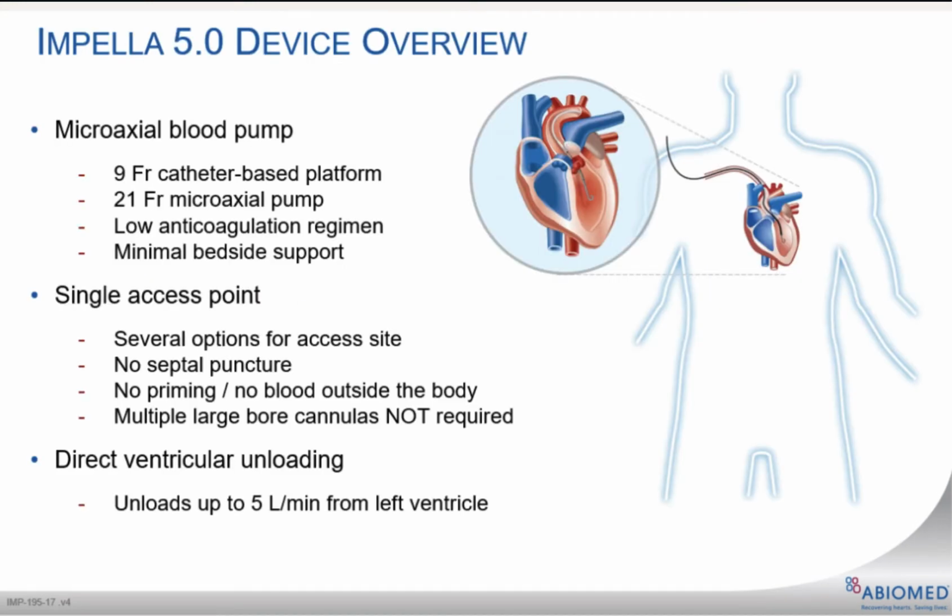Let's begin with an overview of the Impella 5.0 heart pump features and benefits. The Impella 5.0 heart pump is a 21 French microaxial pump on a 9 French catheter-based platform that requires a low anticoagulation regimen. There are several options for the single access point, and there is no need for a septal puncture, priming, or multiple large bore cannulas. The Impella 5.0 device directly unloads up to 5 liters per minute from the left ventricle to provide ventricular unloading.